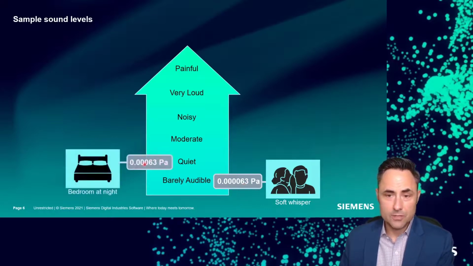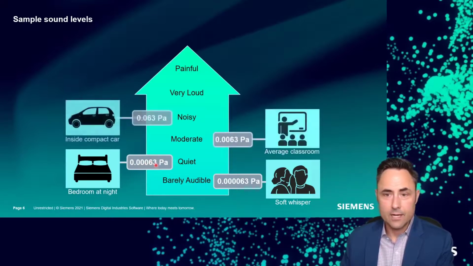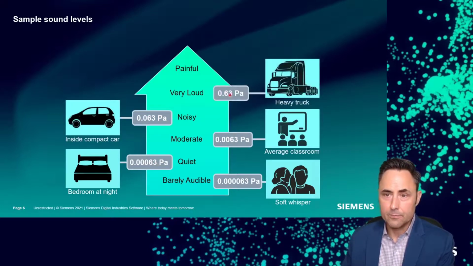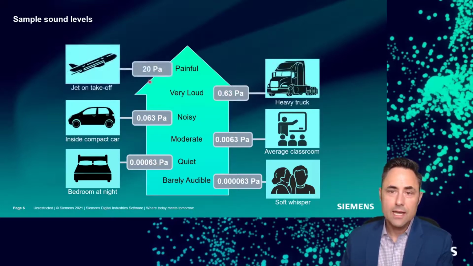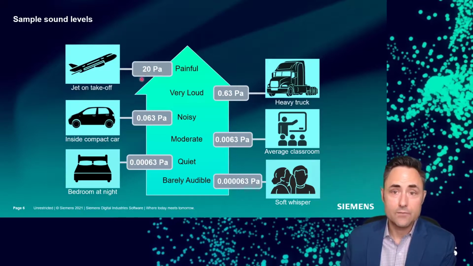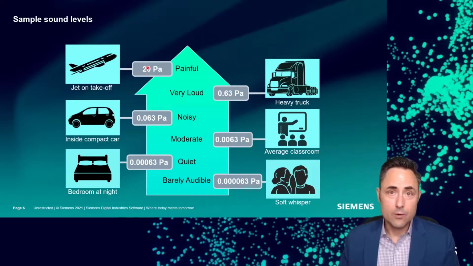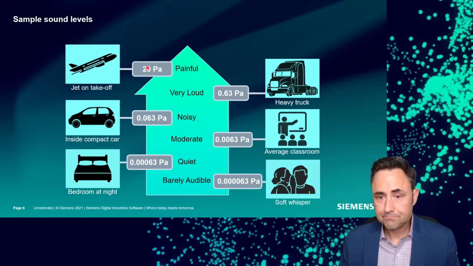Moving up one descriptive word, our bedroom at night, pretty quiet, 0.00063 pascals. And so on up the chain to something very loud, 0.63, heavy truck, and then something so loud it's painful to listen to, like a jet taking off, that's 20 pascals. Now, what do you notice about this range of Pascal values? Well, first of all, every time I go up a descriptive word here, I'm just dropping a zero, right?